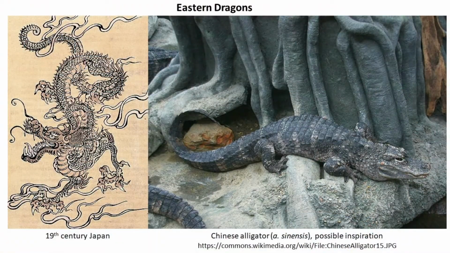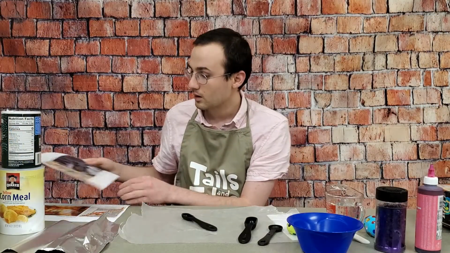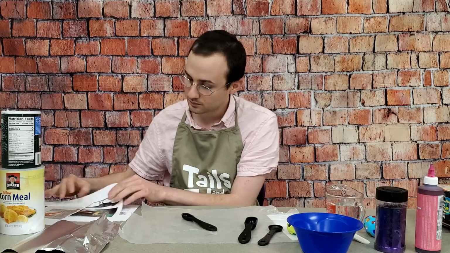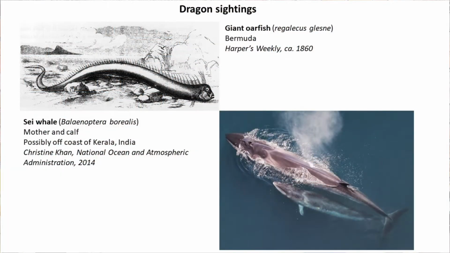So for instance, in China, there's this alligator, and it has a lot of parallels with the different dragon stories that they tell in China, especially how it comes out of hibernation in the rainy season, and how Chinese dragons are associated with water and floods. There's also things like oarfish and sea whales, right, that people might see from their ships and mistake for dragons, or sea serpents, which are somewhat like Eastern or Chinese dragons, but a little bit more fishy, right?